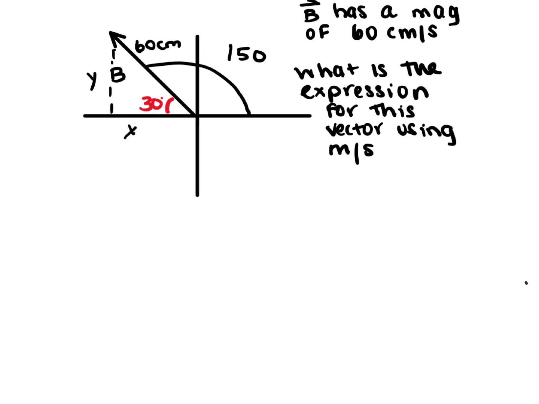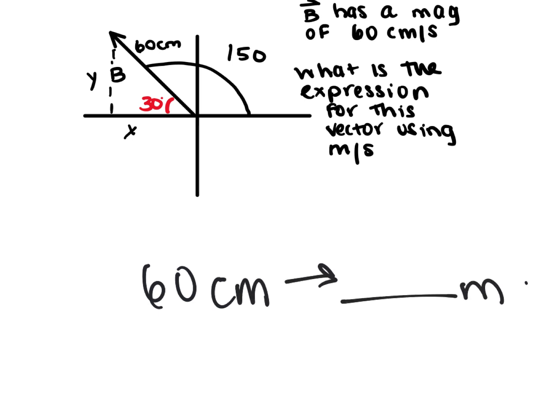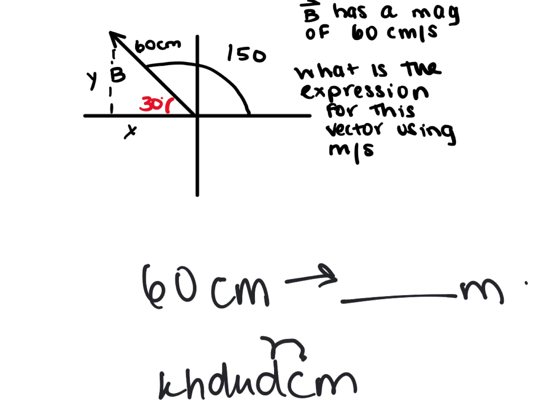First, I must convert 60 centimeters to meters. And I can do this by knowing that centimeters to meters would move 2 units. 2 units to become 0.6 meters.